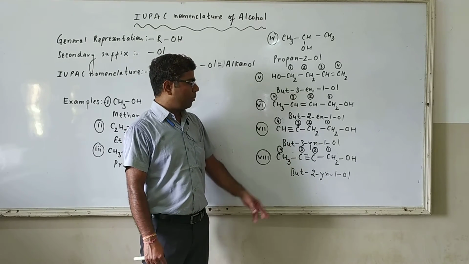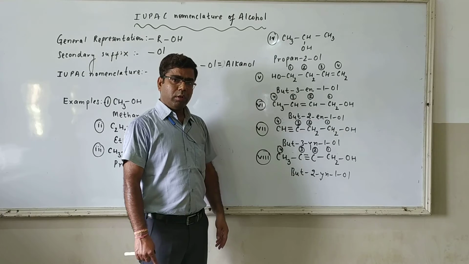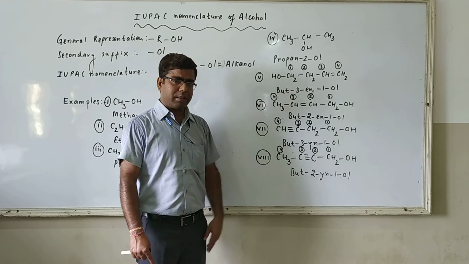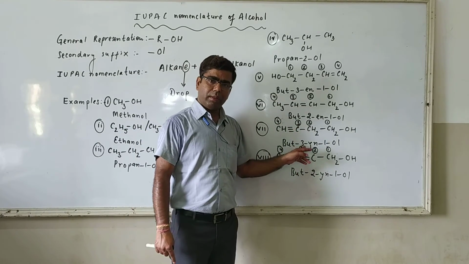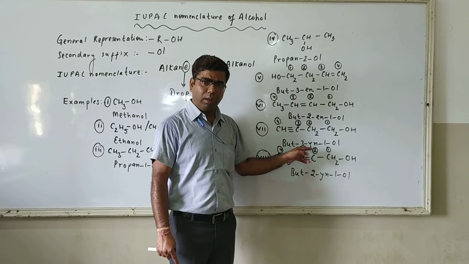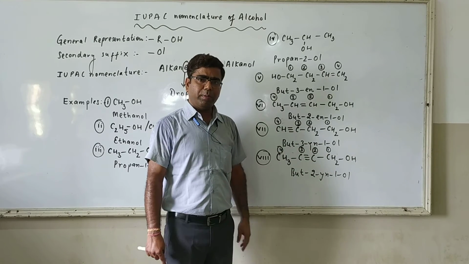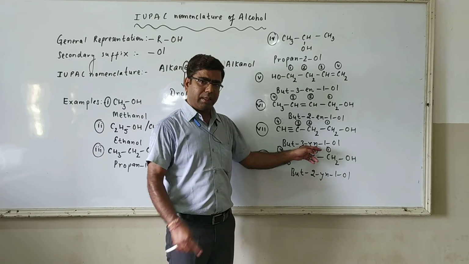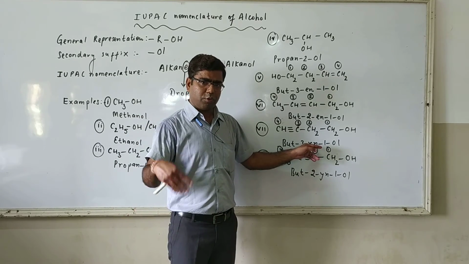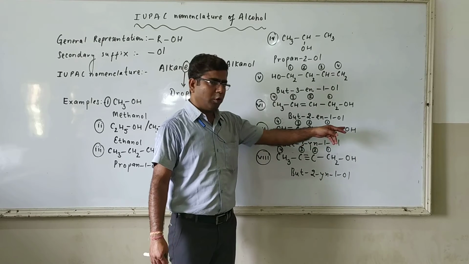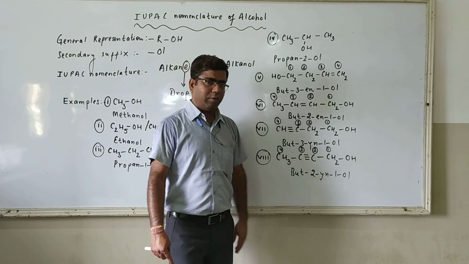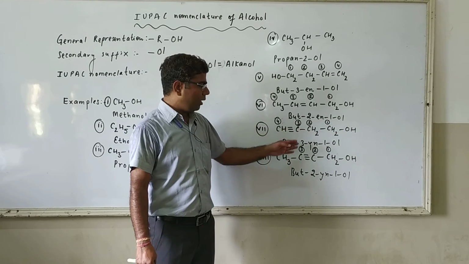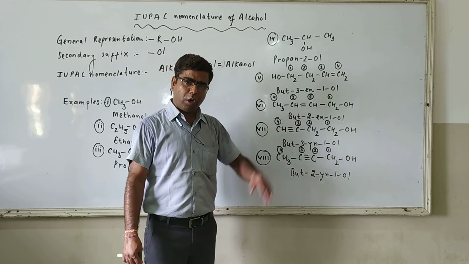The triple bond is located between 3 and 4. Use the lowest number. 3 is lowest. So here 3 is the position of the triple bond. For a triple bond, the primary suffix used is "yne". So it's "yn", the "e" is dropped out. And then the OH group is present on carbon number 1. So it will be but-3-yn-1-ol.